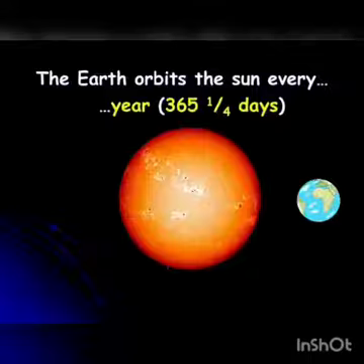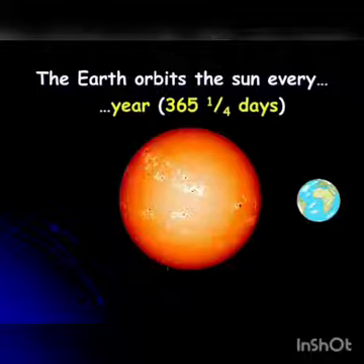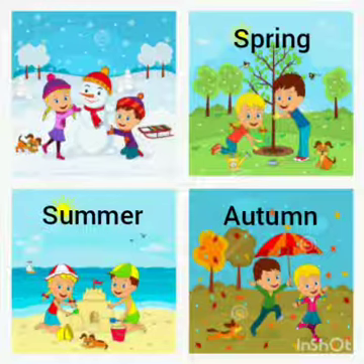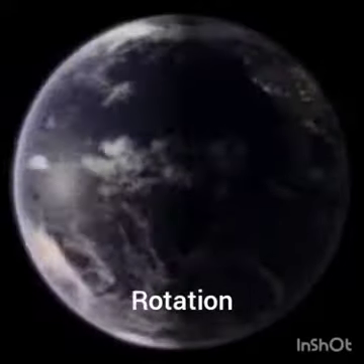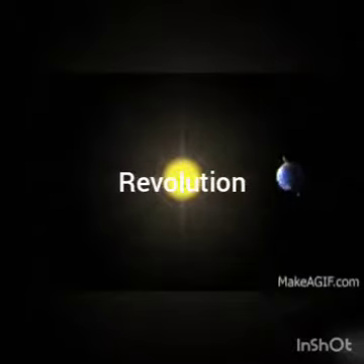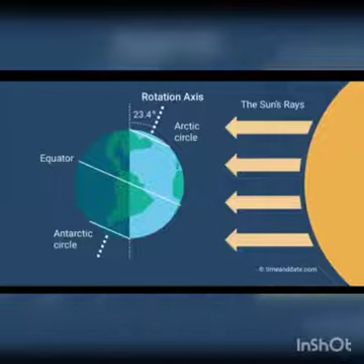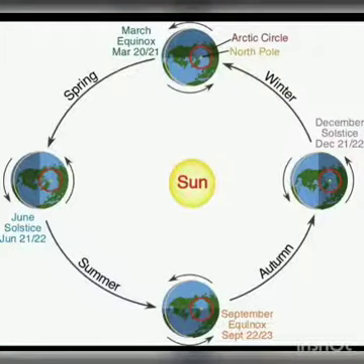Now, the Earth takes 365 and 1/4 days to complete one revolution around the Sun. 1/4 means 6 hours. We do not have the same weather throughout the year, and the year is divided into 4 seasons. The 4 seasons are spring, summer, autumn and winter, and we experience the rainy season also. This change of season is due to the following factors: the rotation of the Earth on its axis, revolution of the Earth around the Sun, and the tilting of the axis of the Earth. During the year, the seasons change depending on the amount of sunlight reaching the Earth as it revolves around the Sun.